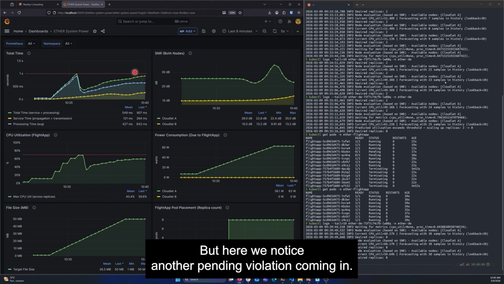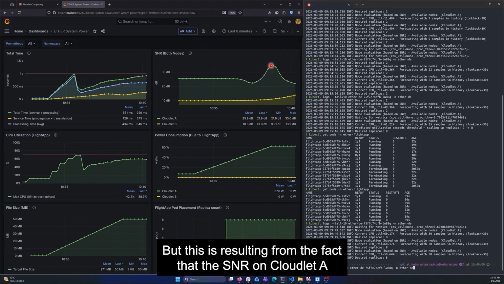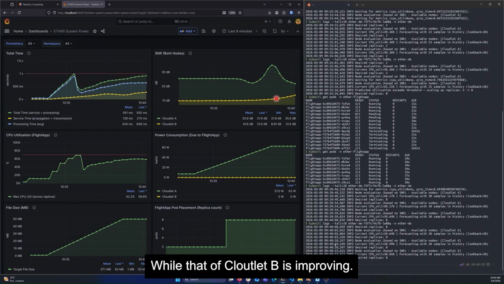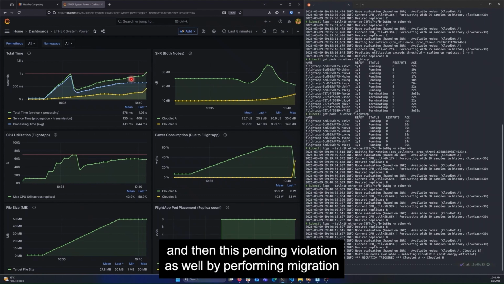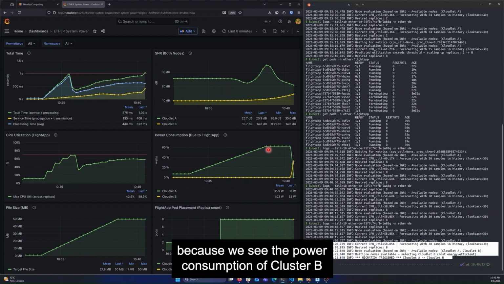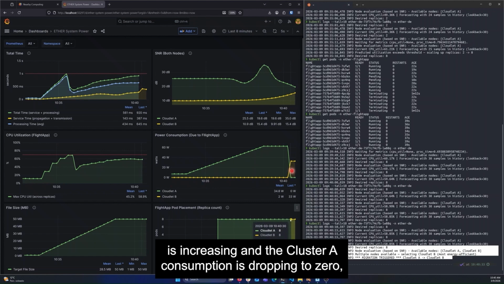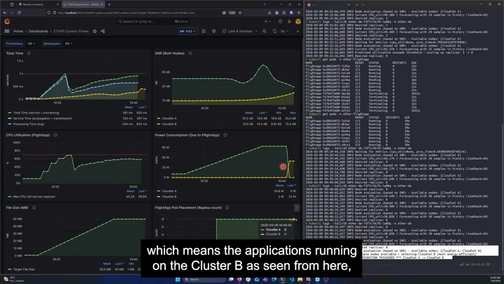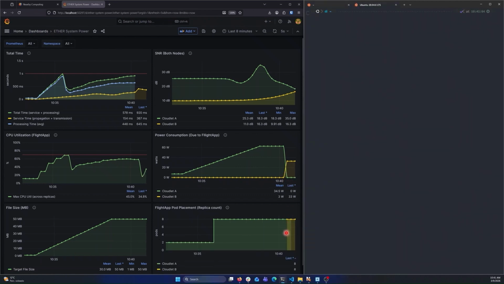But here we notice another pending violation coming in, resulting from the fact that the SNR on Cloudlet A is dropping, while that of Cloudlet B is improving. In this case, we expect the decision engine to make this prediction and tame this impending violation as well by performing migration, which actually has happened here, because we see the power consumption on cluster B is increasing and the cluster A power consumption is dropping to 0, which means the application is running on cluster B, which means the migration has been triggered in this case.